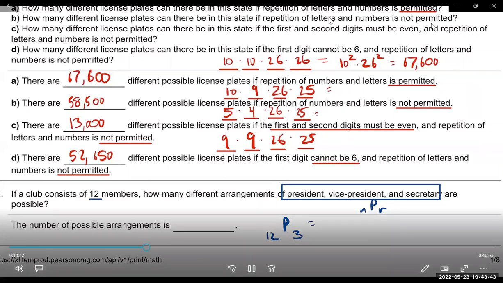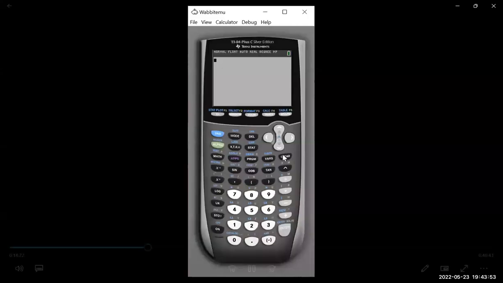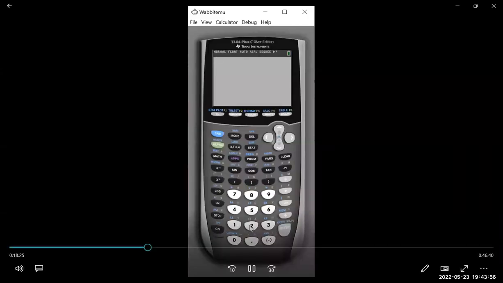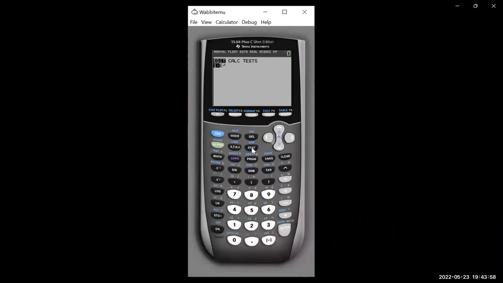Oh, you already got it? Yeah. First number, the N, which is 12. Then you go to stat. Oh no, I'm sorry, you go to math. And then you go to PROB, probability. So you go to the right, and then it's going to be the second one. And then it's going to be 3, 12P3, enter. And there it is, you're right, 1320. That's the answer.